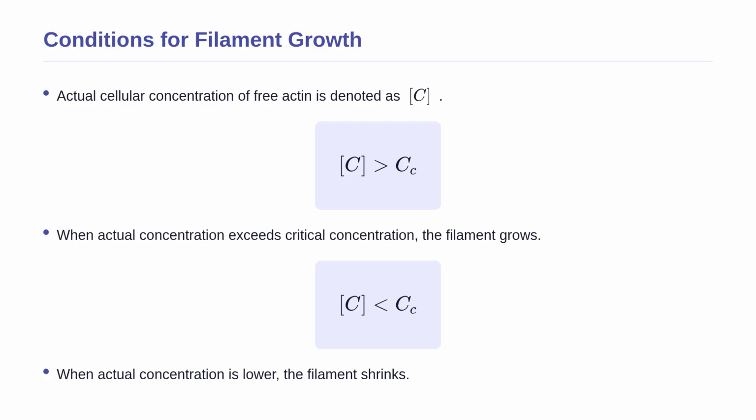First, if the actual concentration is strictly greater than the critical concentration, the rate of addition outpaces the rate of loss, and the filament will grow. Conversely, if the actual concentration drops below the critical threshold, there is not enough free actin to maintain the structure. The rate of loss takes over, and the filament will shrink. These two simple inequalities govern the entire dynamic behavior of the cytoskeleton.